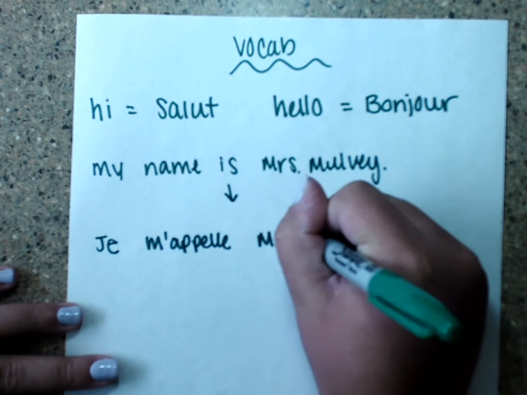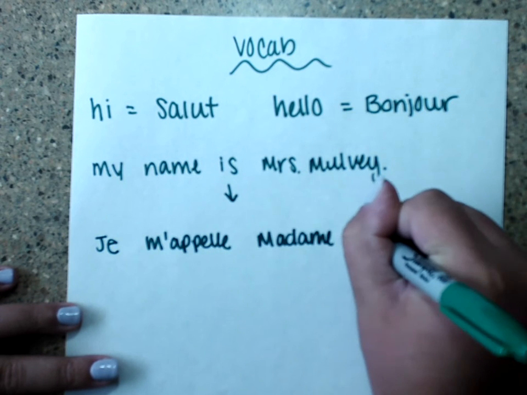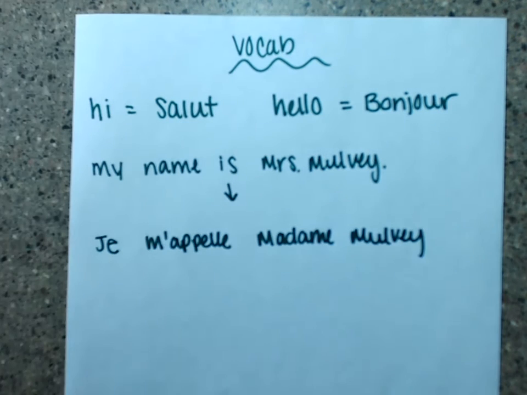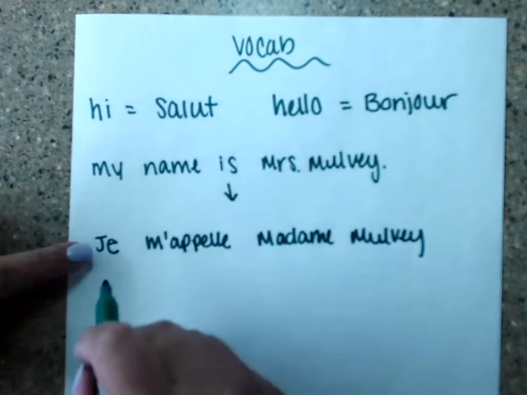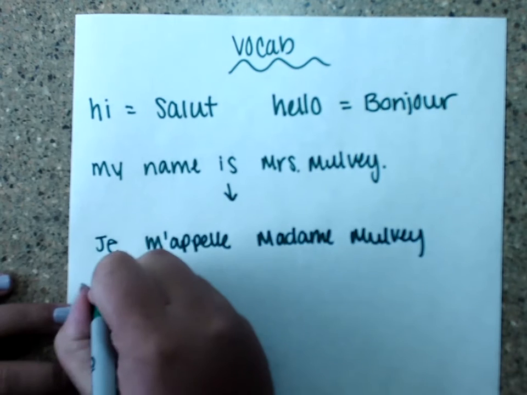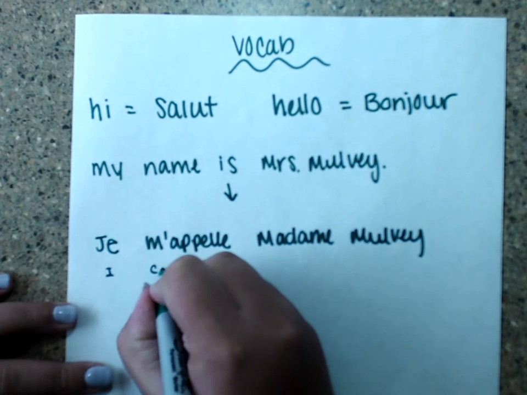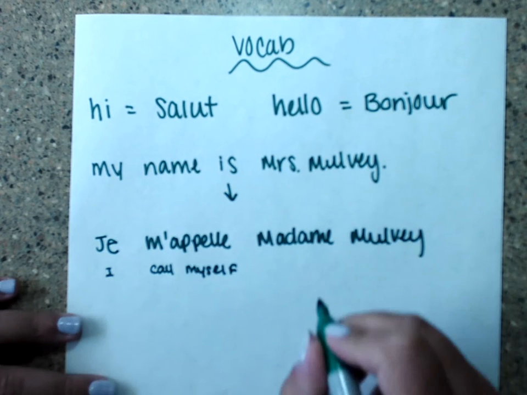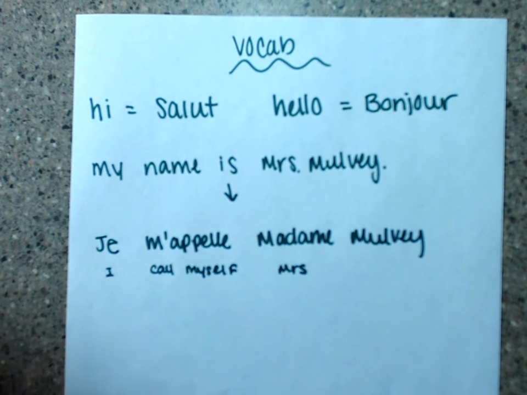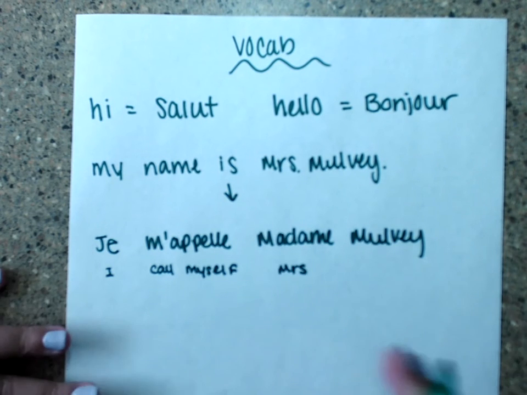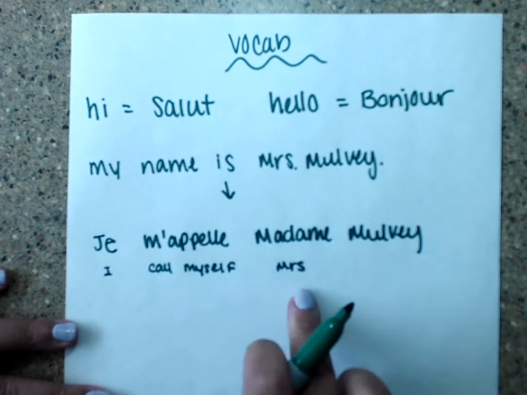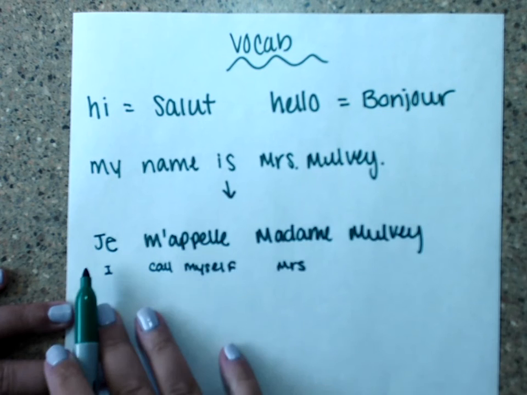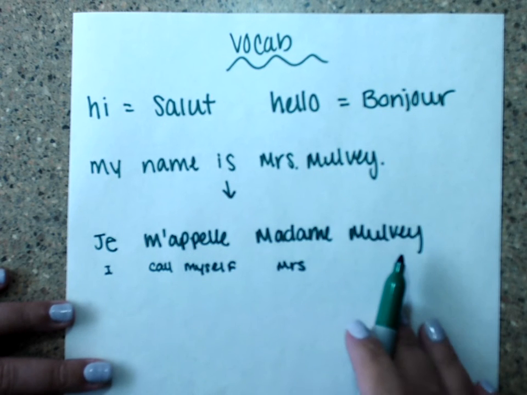So I'm going to put Madame, and then my last name. So directly, this all translates to je is I. Literally, all of this means I call myself, and then this is Mrs. in French, if you didn't know, and then my last name. So all you're saying is I call myself, and then whatever your name is. So we have salut, bonjour, je m'appelle, and then your name.